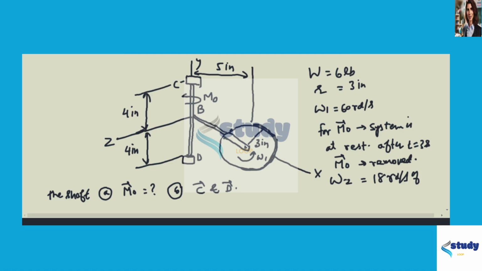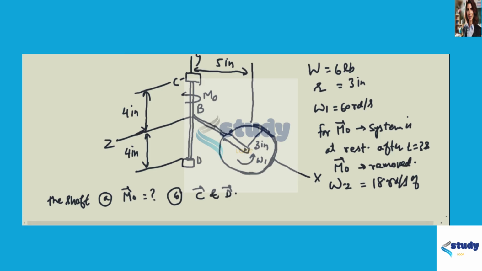Hello friends, here it is given: a 6-pound weight homogeneous disk of radius 3 inch spinning at a constant rate of 60 radian per second, as shown in the figure. This disk is welded to the shaft CBD. The system would be in equilibrium or at rest when couple M0 is applied for 3 seconds and then removed.